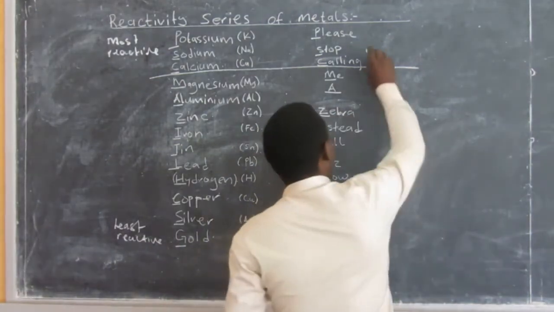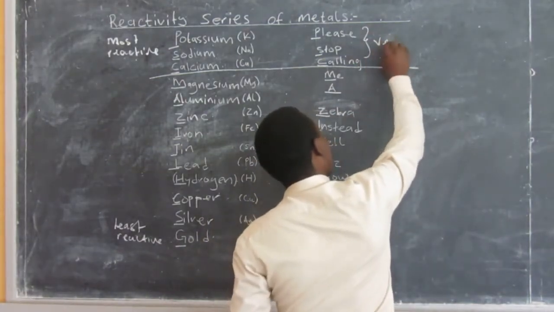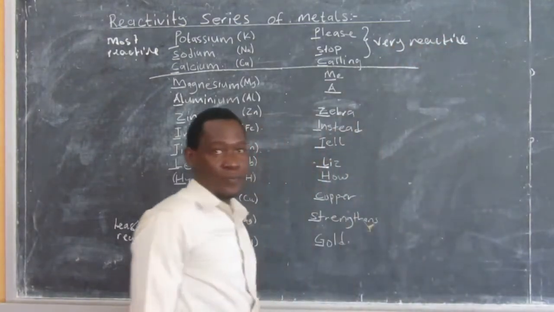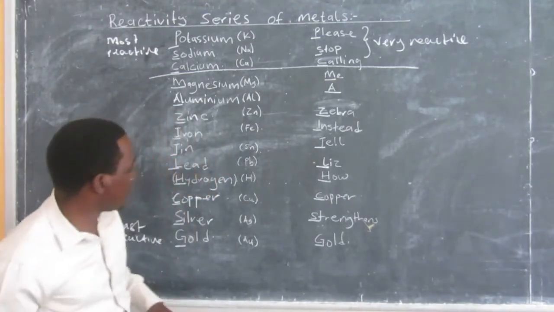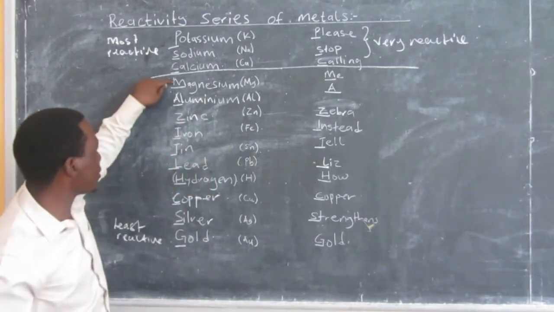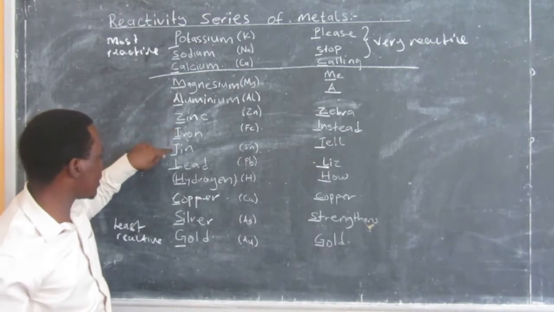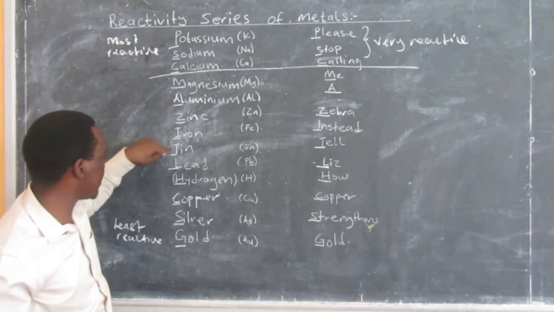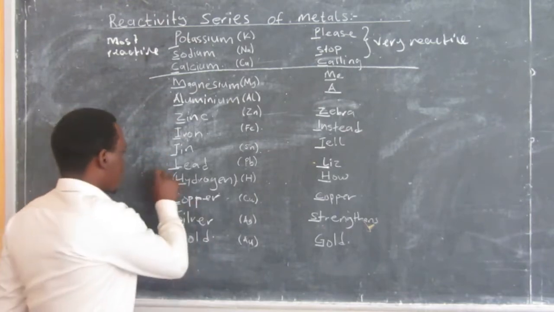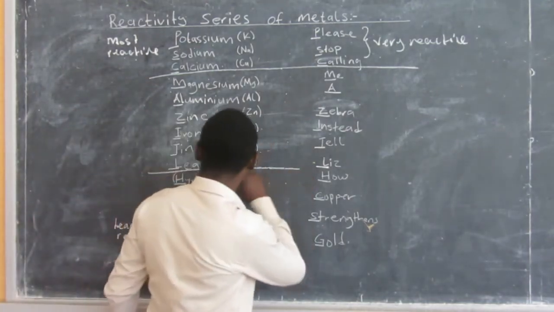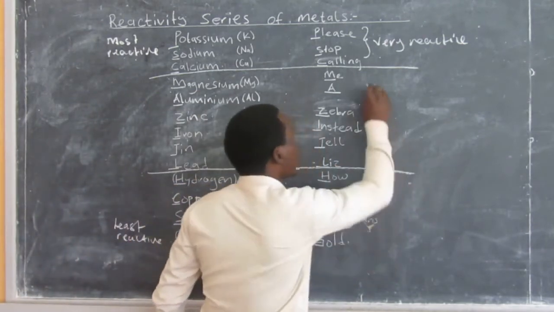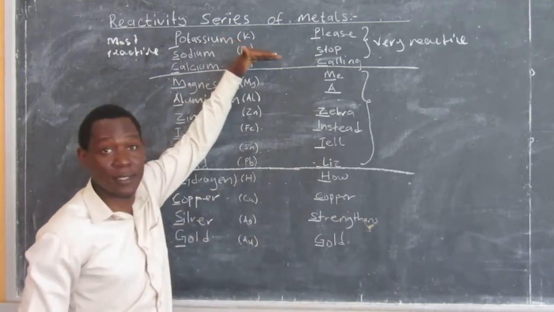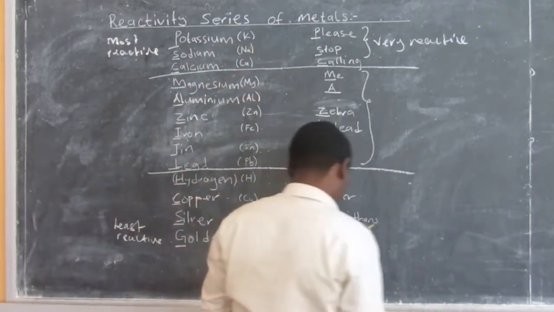Therefore, we shall say these elements are very reactive. Is that okay? Now, we have another group. We have a group from magnesium, aluminium, zinc, iron, tin, lead. These ones here are also reactive, but not so reactive as compared to the first three. For this group, we shall say they are moderately reactive.